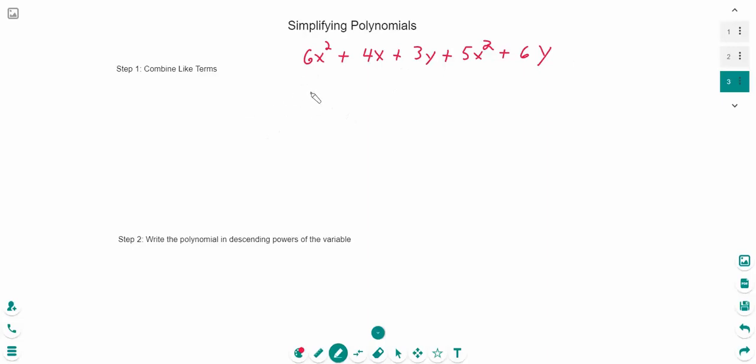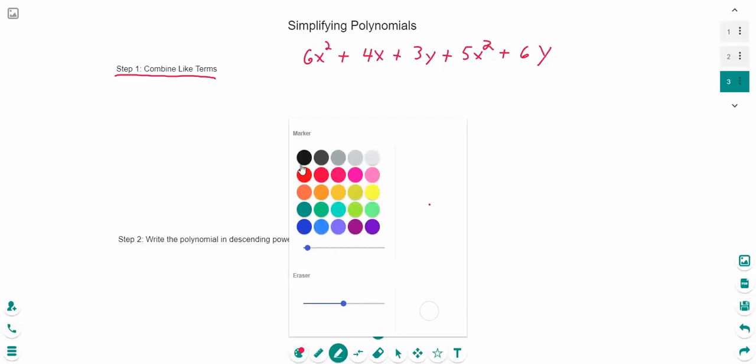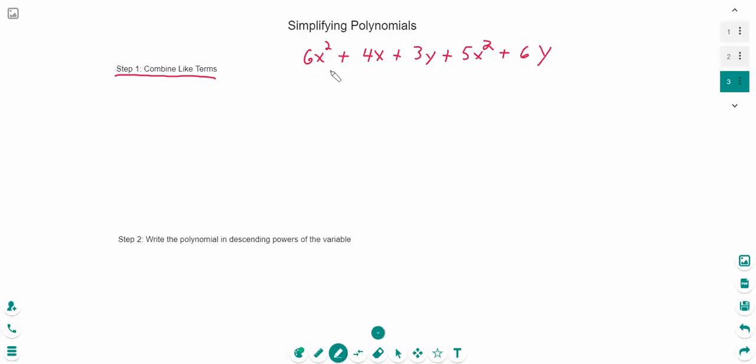And the first step in simplifying it is to combine like terms. Pretty straightforward. That's something we've been doing all along. So where do we see like terms here? Well, we see an x squared here and an x squared here. So those two would be like terms, so we can combine them. That's going to give us 11x squared.